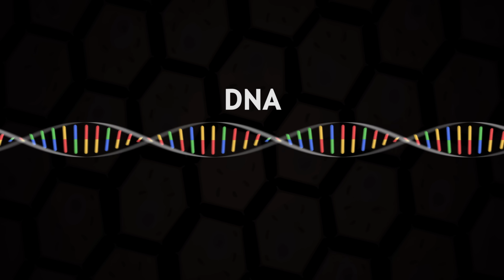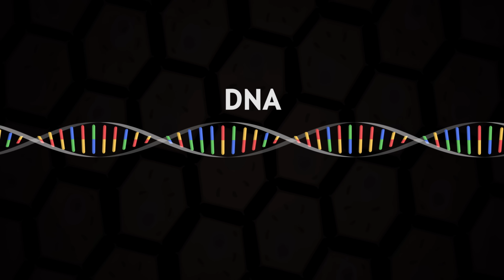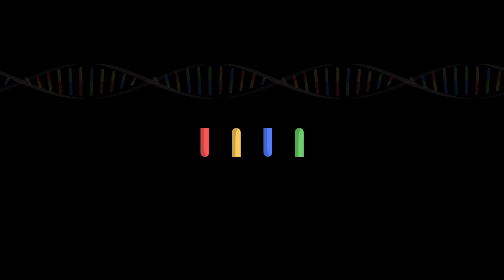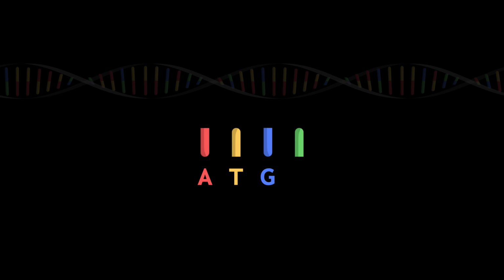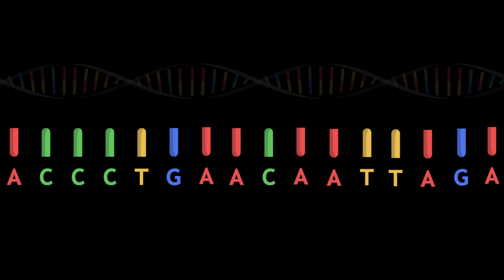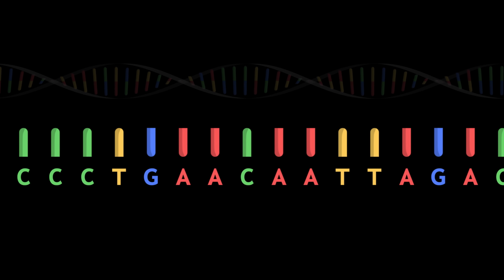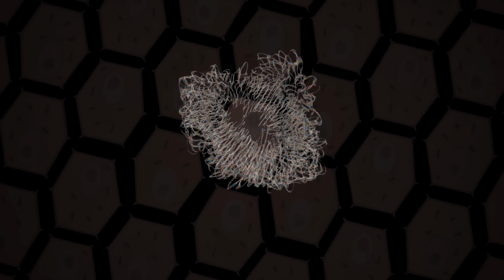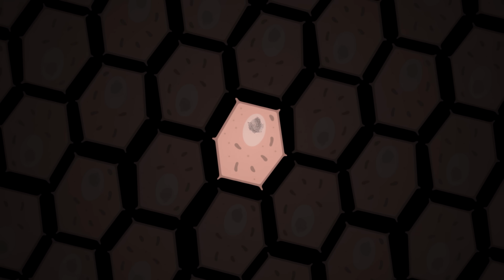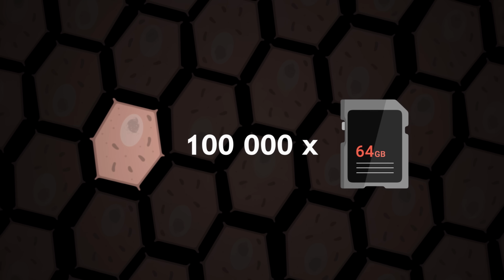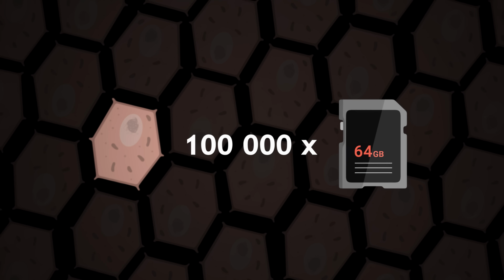DNA is essentially a 2-meter-long string made up of smaller molecules, nucleobases, which exist in 4 versions, A, T, G, and C, and which form a sort of alphabet in which our genome is written. In our cells, DNA is curled up on itself and contained in a tiny nucleus of a few micrometers, a storage 100,000 times more compact than a traditional SD card.